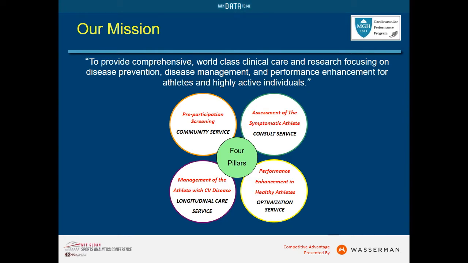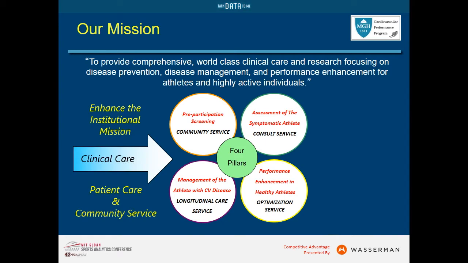There are 4 pillars of what we do. We have pre-participation screening for a number of groups to ferret out heart disease before athletes get into trouble. We spend most of our time with a busy consult and longitudinal care service in which we take care of athletes starting at the puberty years all the way up until folks in their 80s and 90s, helping them understand where their cardiovascular risk lies and how we can better manage that and keep them athletic. And an important part of what we do is performance enhancement in healthy people, and this is an optimization service, and that's what I'm going to spend the most of my time talking about today.